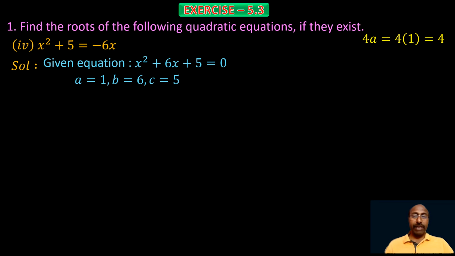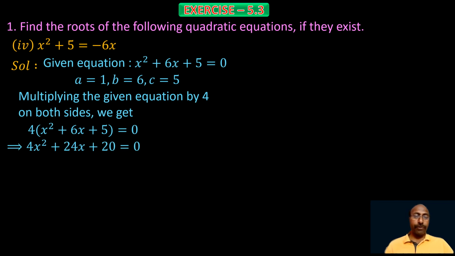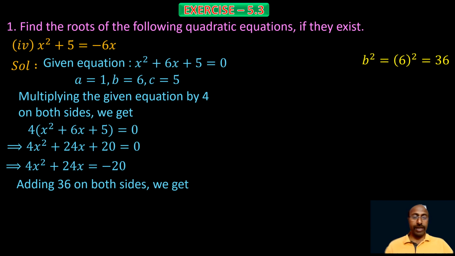So by multiplying the given equation by 4 on both sides, we get 4 into x square plus 6x plus 5 equal to 4 into 0 is 0. That is 4x square plus 4 6s are 24x plus 4 5s are 20 equal to 0. Now transpose the term 20 to the right side, that is we get minus 20. And now we have to add the term b square on both sides. And what is b square? b square is 6 square, that is 36. So let us add the term 36 on both sides. 4x square plus 24x plus 36 is equal to minus 20 plus 36.